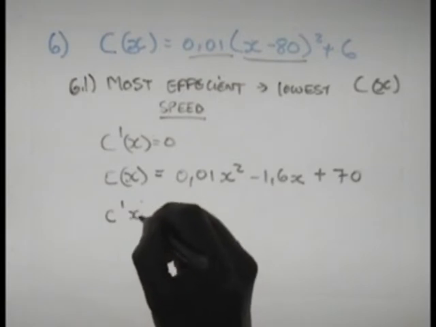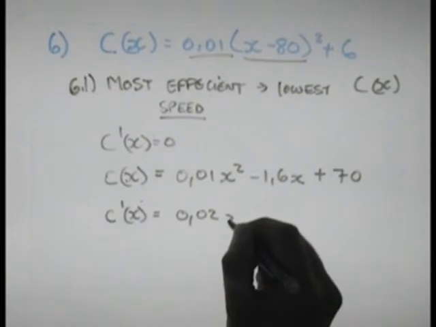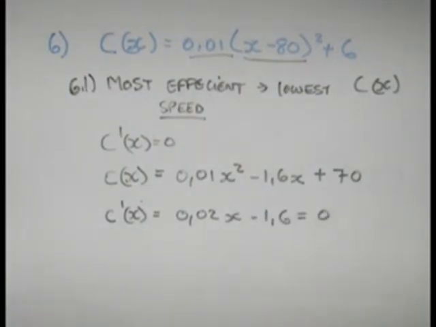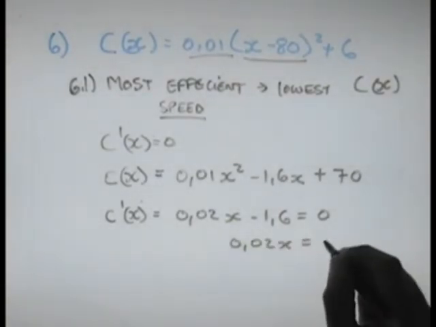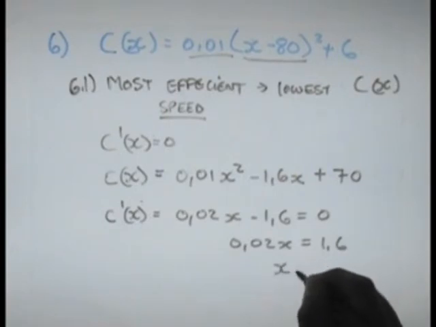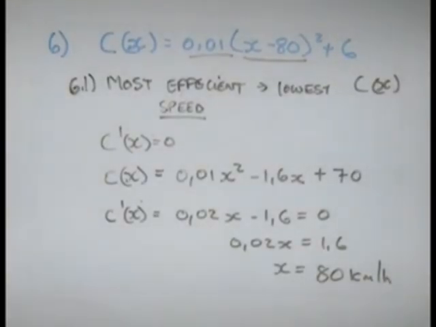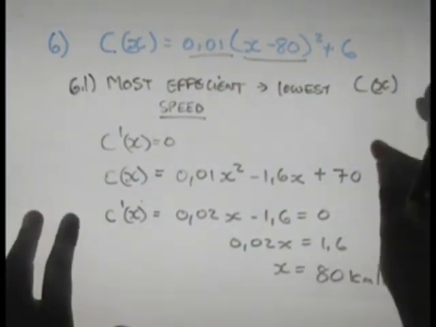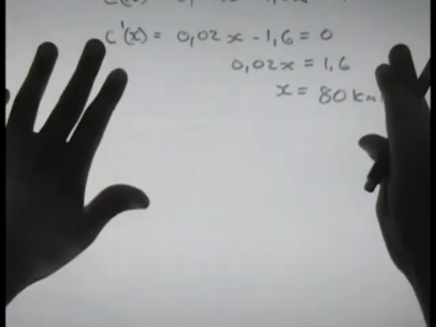C dash x, my derivative, is equal to 0.02x minus 1.6, and that has to equal 0. That means that 0.02x is equal to 1.6. That means that x is equal to 80 kilometers per hour. That means that according to this function, a speed of 80 kilometers per hour would yield the optimum or the most efficient fuel consumption.